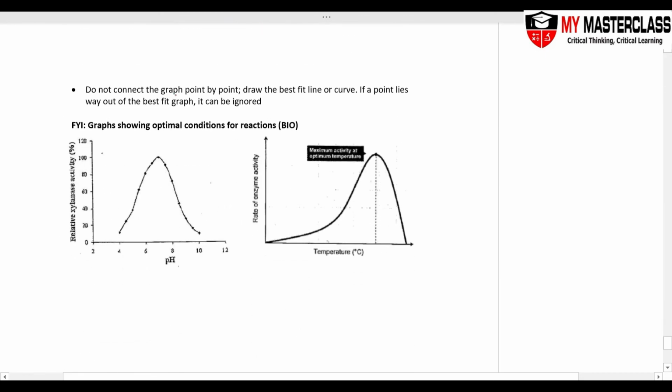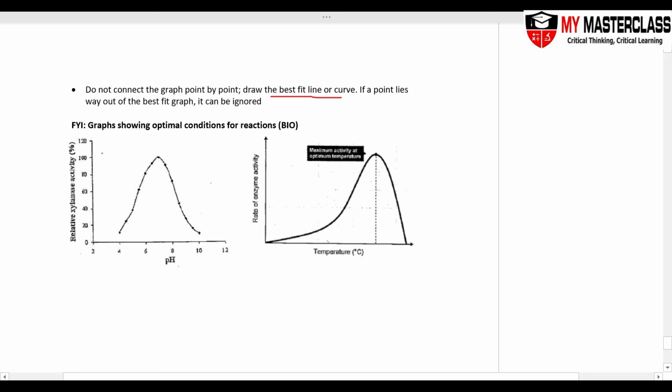Do not connect the graph point by point. Draw the best fit line. When I do experiments, sometimes because of errors, you cannot exactly connect it point by point. So I draw a best fit line or a best fit curve. If a point is outside this best fit graph, it can be ignored.